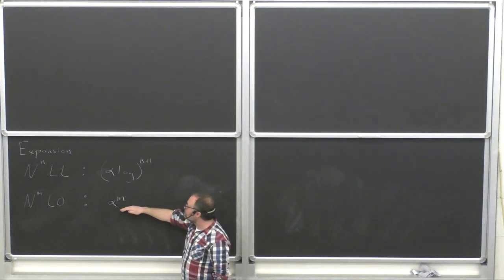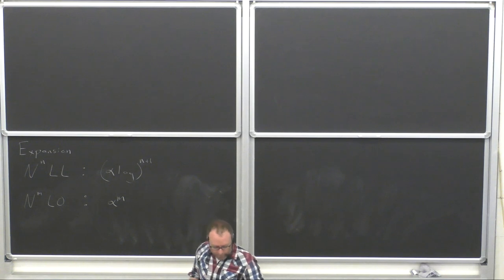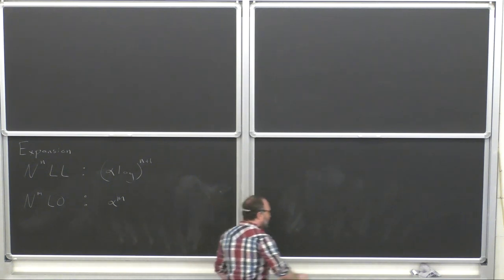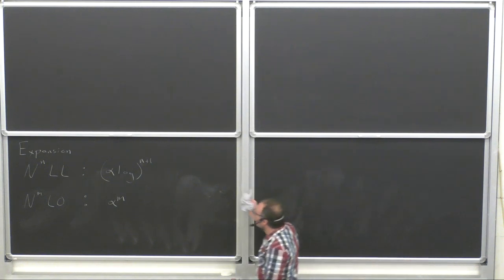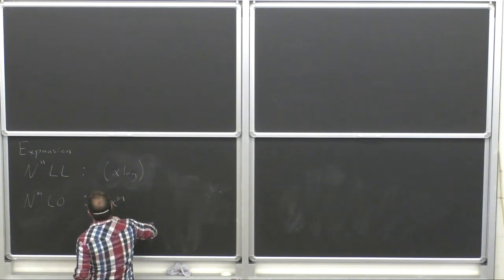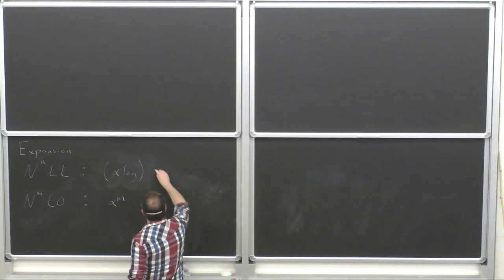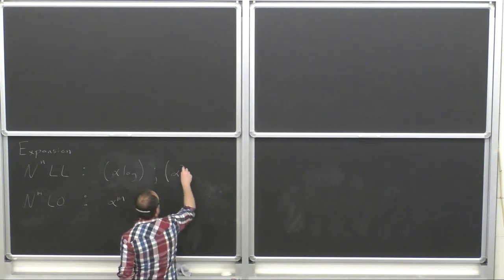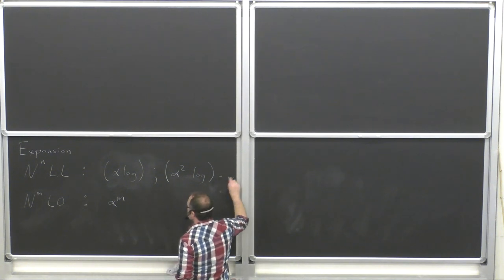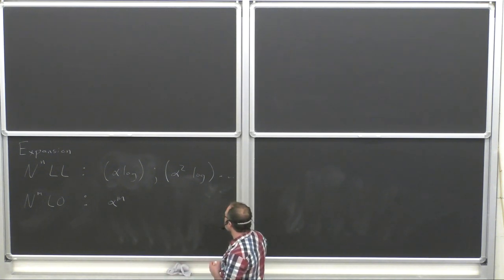And this is not what I meant. And then here we get alpha to the m. But this, of course, isn't quite right. Here we get the alpha log series at leading log. We get the alpha squared log series at next to leading log, and so on. Okay, that's what I really meant.